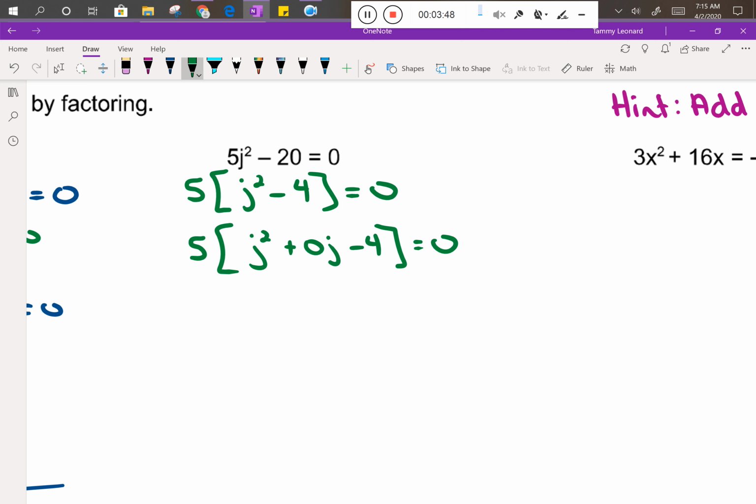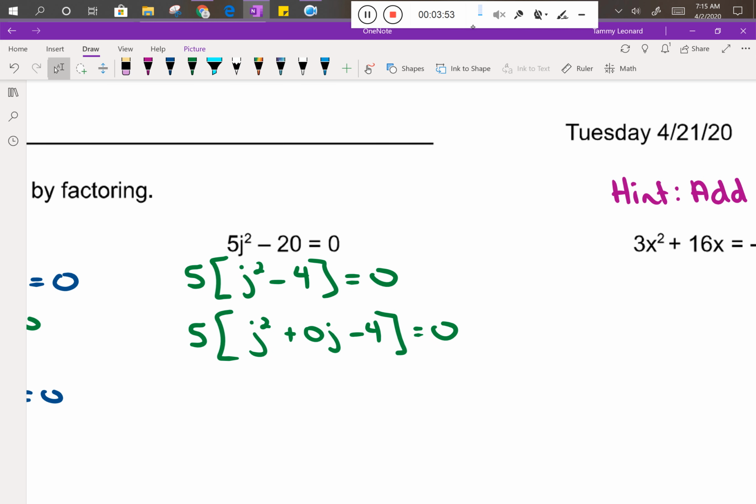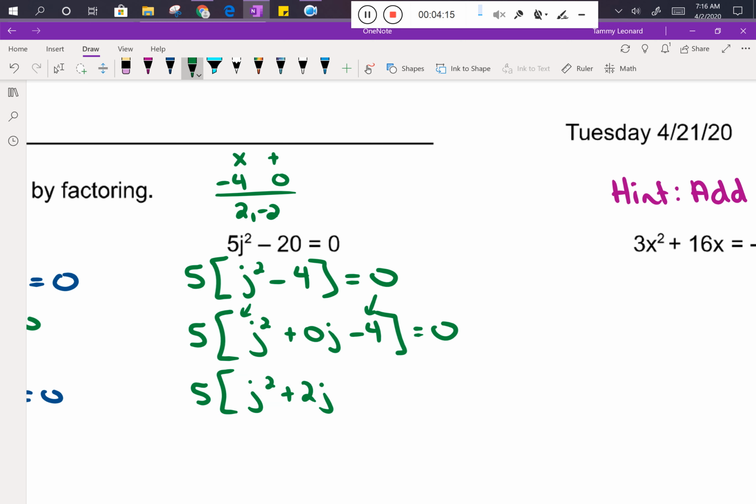The 5 on the outside is just going to stay there as I do all of my factoring. So we're looking for two numbers that multiply to make negative 4, because negative 4 times 1 is negative 4, and which add to make 0. Well, if they're going to add to make 0, they need to be the same number but with opposite signs. So that would be 2 and negative 2. So I'm splitting the middle term to give me j squared plus 2j minus 2j minus 4.